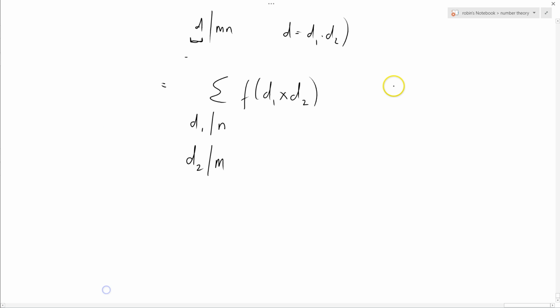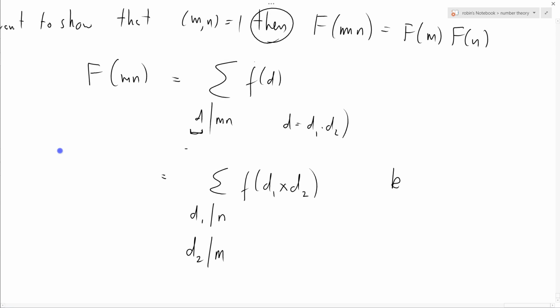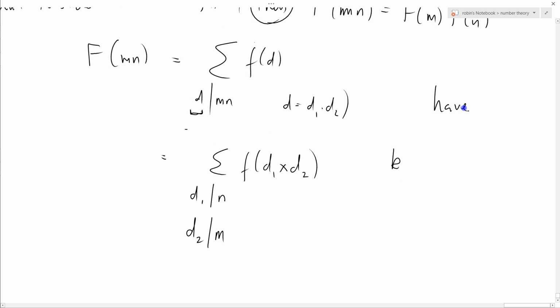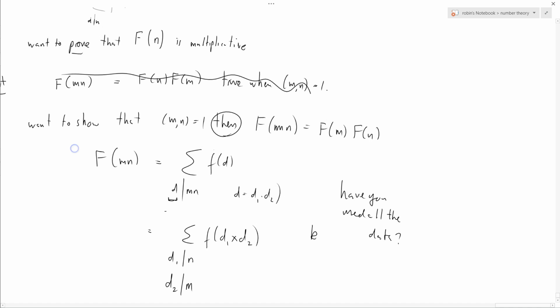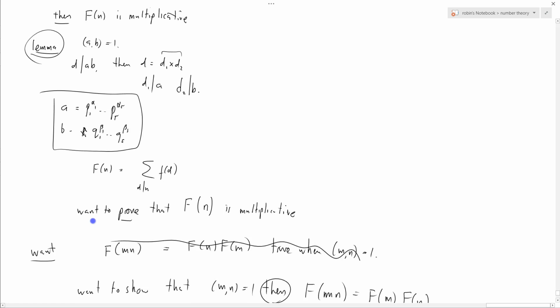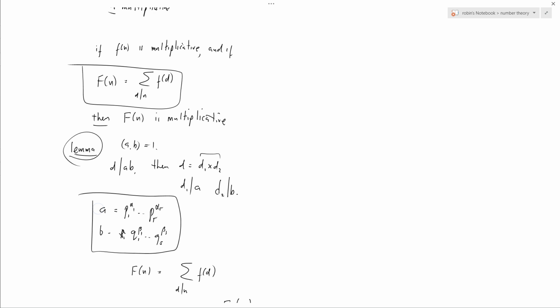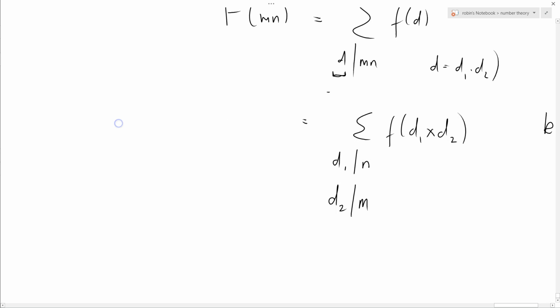Well, what am I using? In that Polya "How to Solve It" sheet, the upper sheet, which I still haven't printed yet, it says, have you used all the data? That's one of the questions it asks you. And we haven't, because so far we haven't used the fact that little f of n is multiplicative. So let's use that.